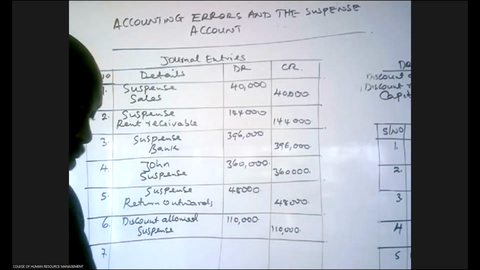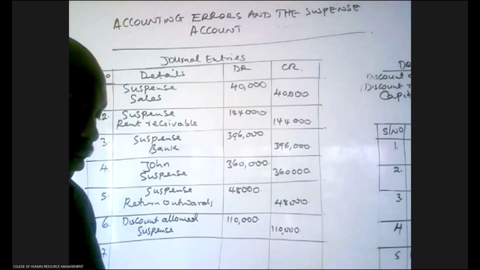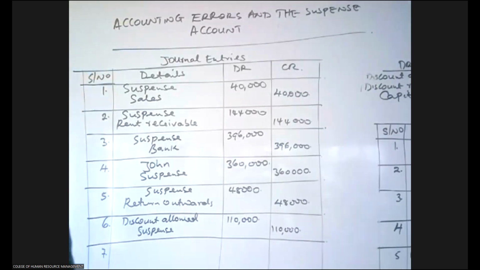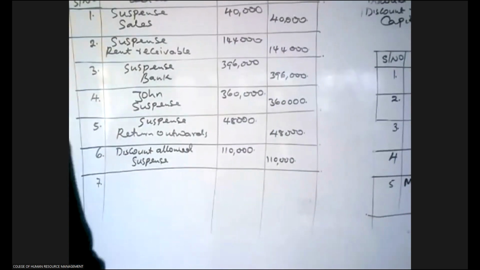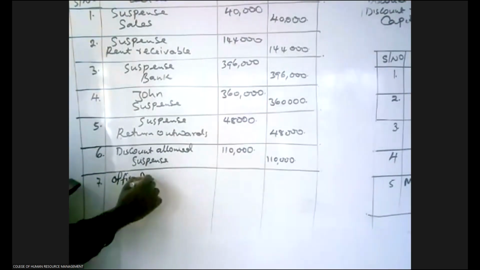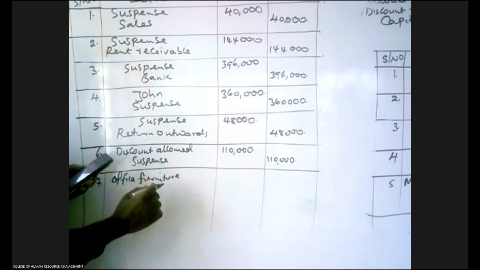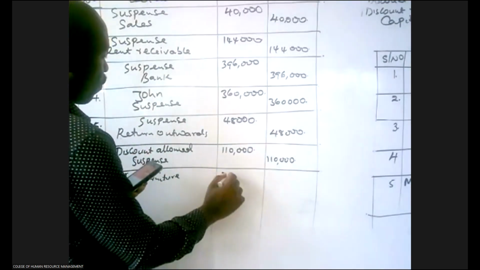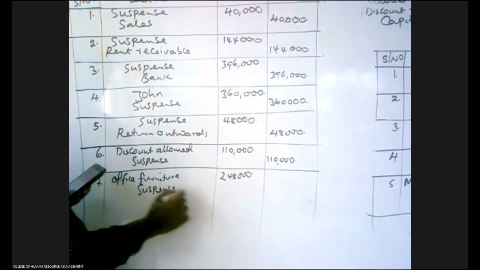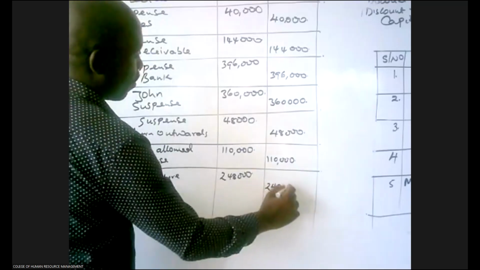Discount allowed is missing. Lastly, purchase of office furniture of 248,000 was recorded in the cash book only, meaning that it was not debited in the furniture account. The furniture account was supposed to be debited. So we debit office furniture by 248,000. Then we credit the suspense by 248,000.